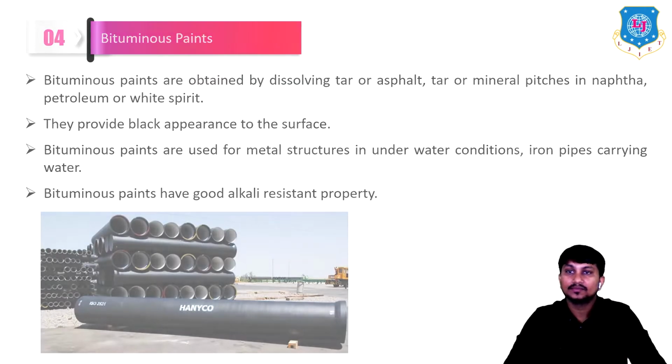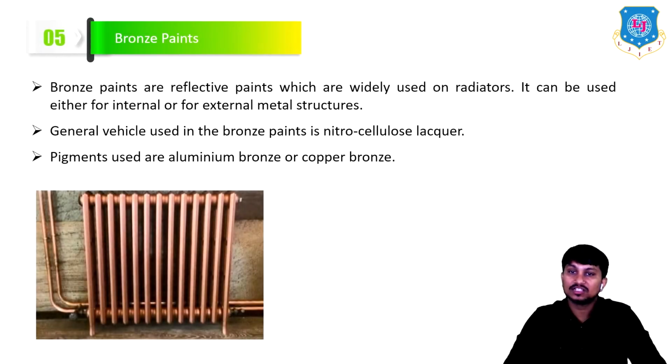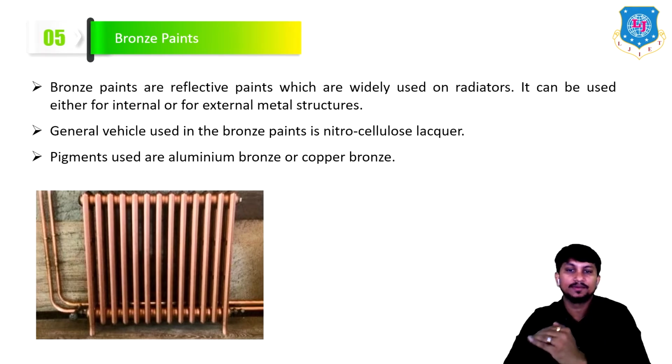Next type of paint is bronze paint. These bronze paints are reflective paints which are widely used on radiators. It can be used either for internal or external metal structures. The general vehicle used in bronze paints is nitrocellulose lacquer. Pigments used are aluminum bronze or copper bronze. This is how bronze paint looks like.